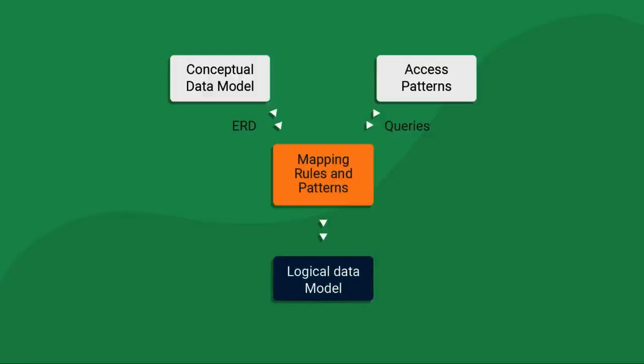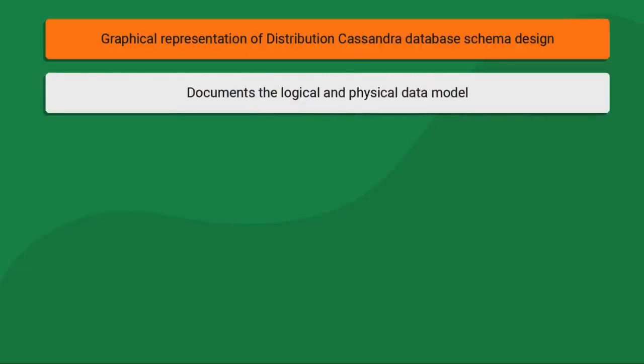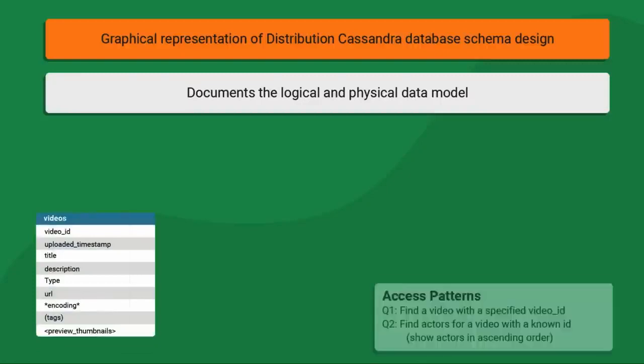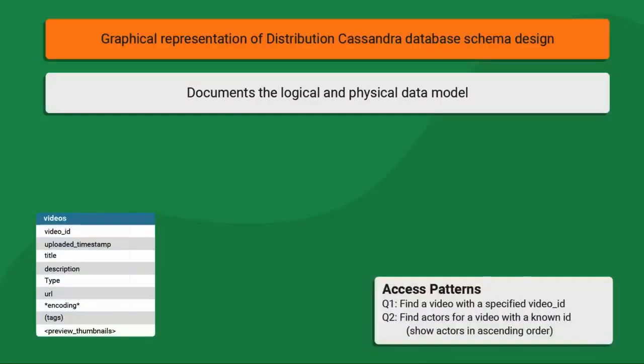This logical model is described using a Chebotko diagram, a diagram named after Artem Chebotko, who devised this method of mapping to a logical data model. Chebotko diagrams are graphical representations of Cassandra database schema design. They document the logical and physical data models respectively. You already know your entities, that is the video and the key attributes. At the bottom, query 1 is to find a video with a specified video ID.